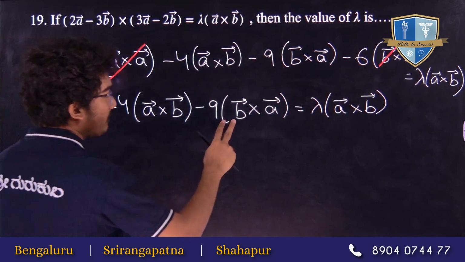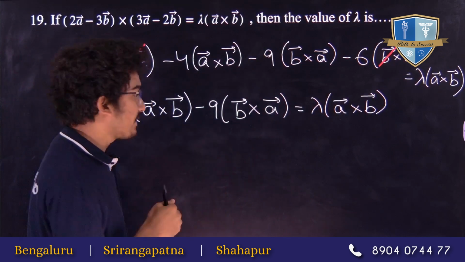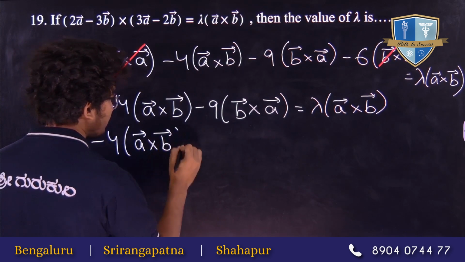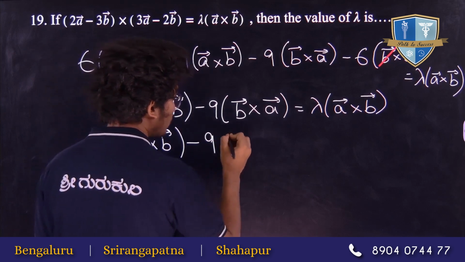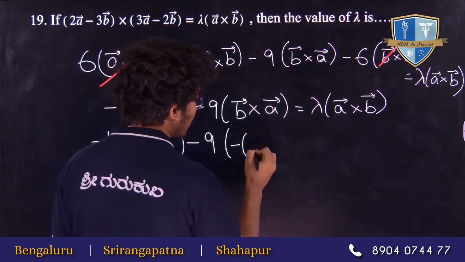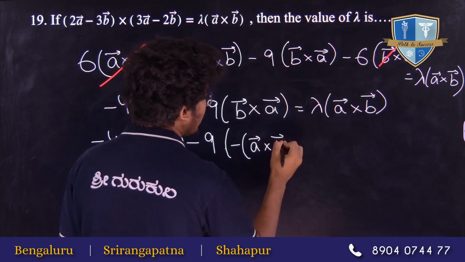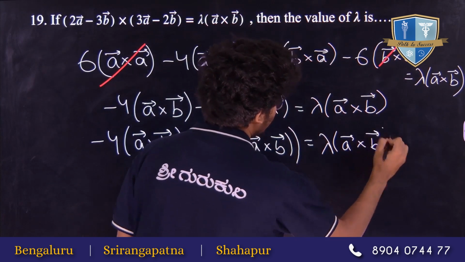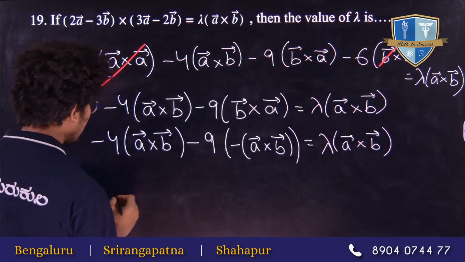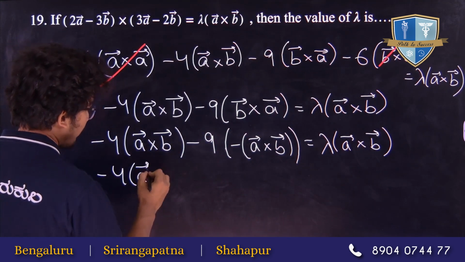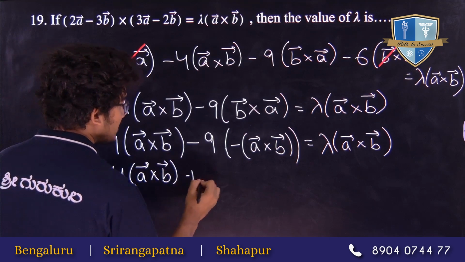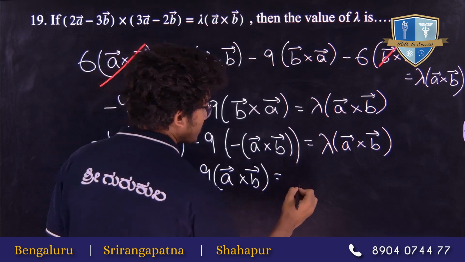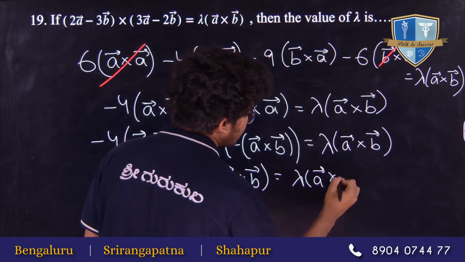Now we can write b vector cross a vector is equal to minus a vector cross b vector. So minus 4 times a vector cross b vector minus 9 into minus of a vector cross b vector is equal to lambda times a vector cross b vector. So minus minus will become plus. So minus 4 times a vector cross b vector plus 9 times a vector cross b vector is equal to lambda times a vector cross b vector.